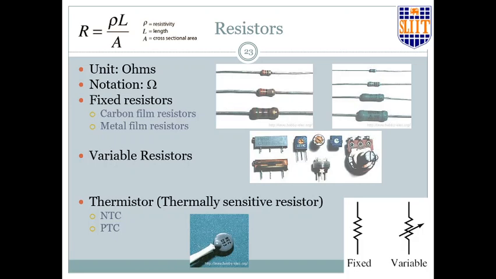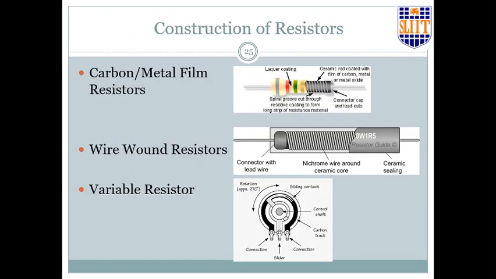Right? Then the other type is, I'll skip this for the moment, the wire wound. The only difference is that they take a metal wire and wind it around a similar ceramic rod, right?